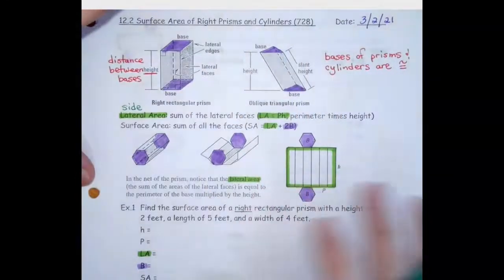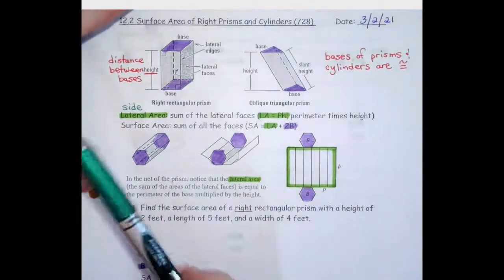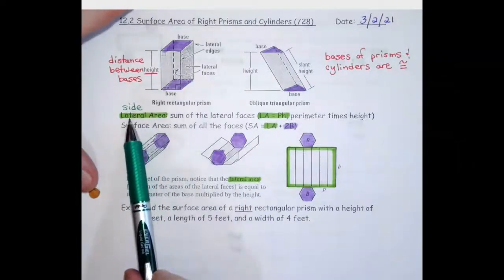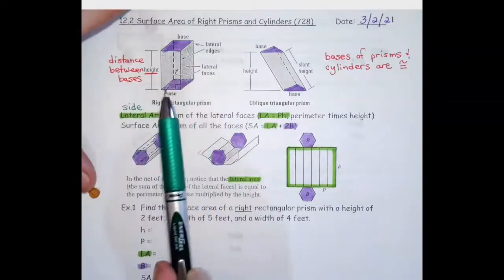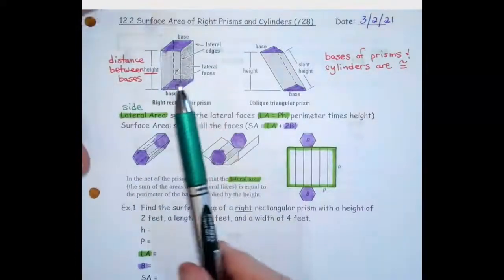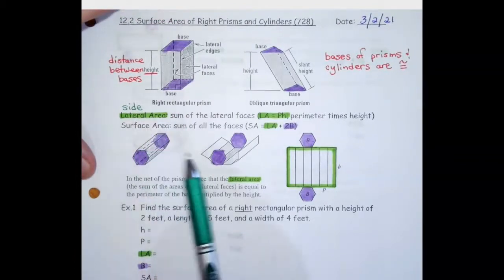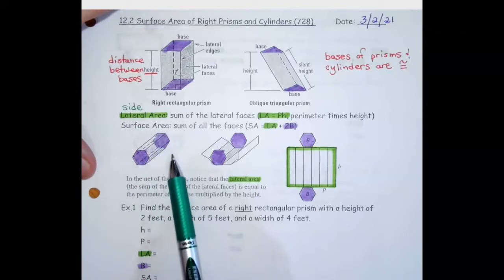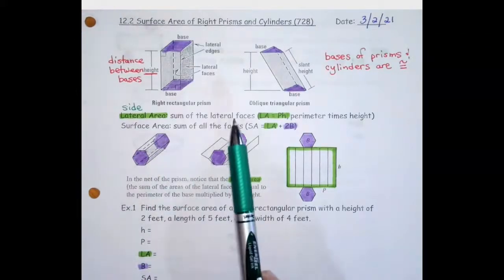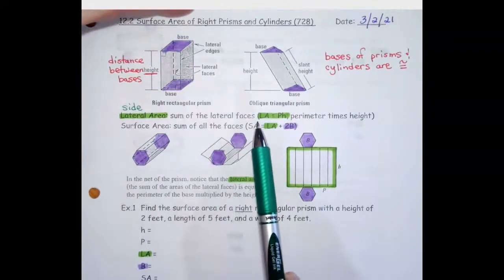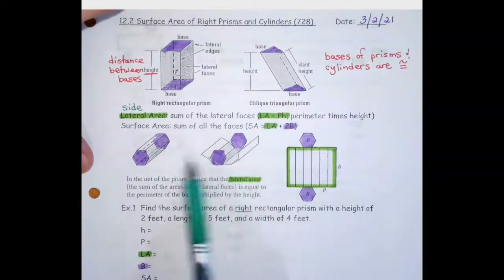So you can see I've highlighted all the bases in purple, and we also have some green. So the green is the lateral area. That means the area of the sides. A lateral in football is to the side. So lateral means side. Lateral area is the area of all the sides added together. The purple are not sides, those are bases.